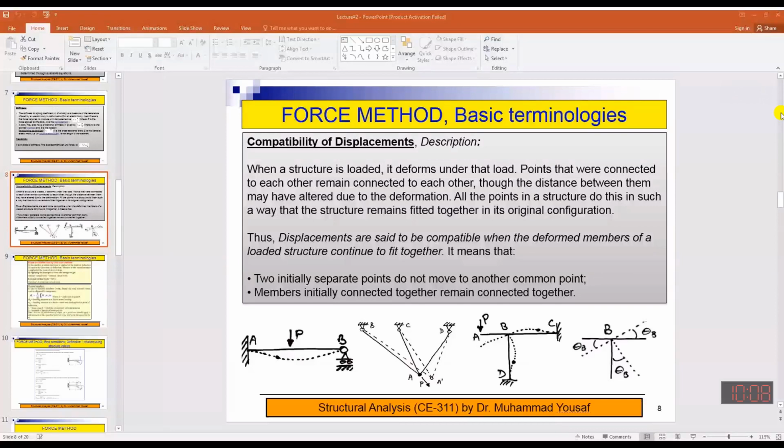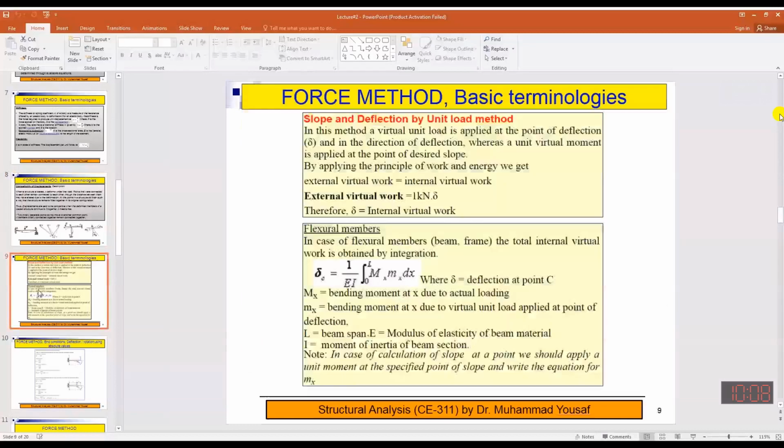I also explained previously, theta b, this is showing you the continuity of all the members which are meeting at joint B. Now when you are interested in finding out this rotation or this deflection, for that you can have the advantage of unit force method, unit load method, Castigliano's theorem.